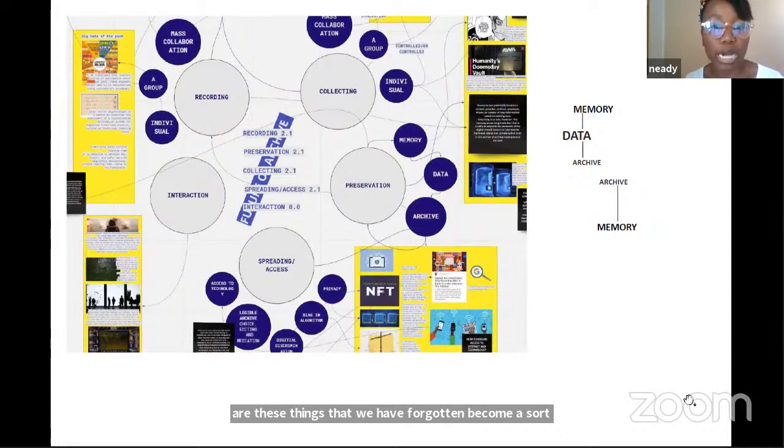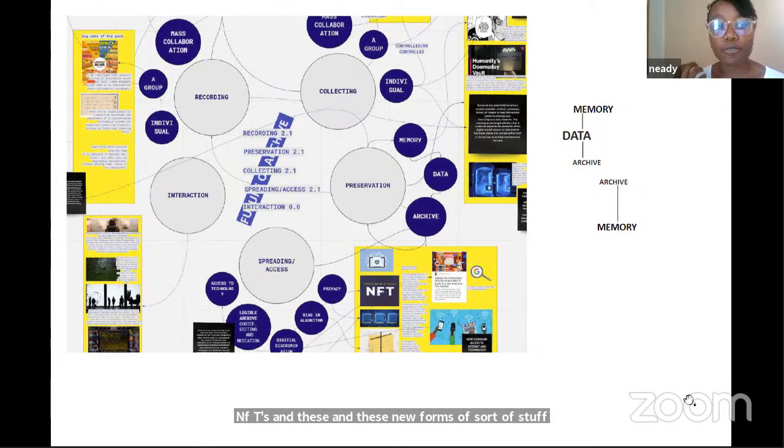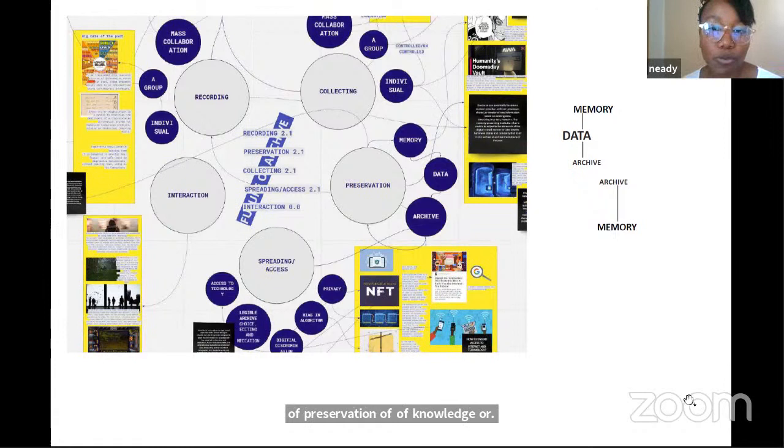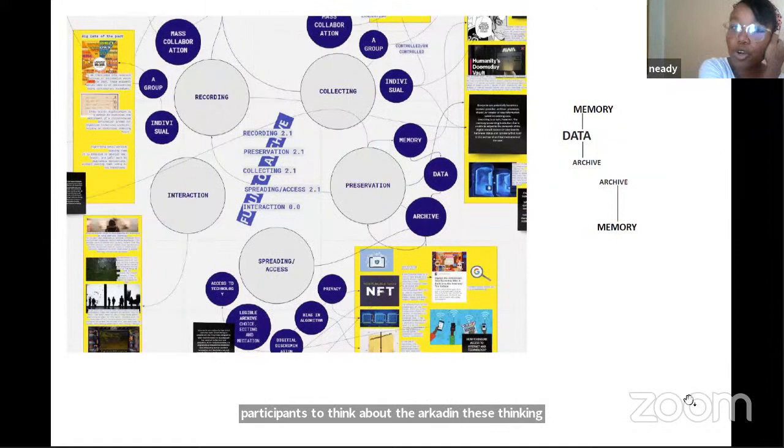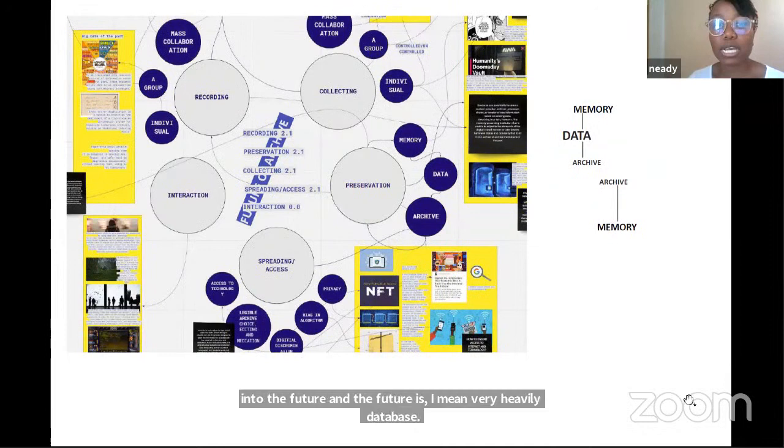So we thought of the different forms of archiving that are new right now: cryogenics, AR and VR. We also discussed NFTs and these new forms of storage or preservation of knowledge and archives. So this interaction is very important to us: memory to data to archive. And then this archive goes back to being memory. We asked the participants to think about their archives in a cyclic form, if we're going to go into the future, and the future is very heavily data-based.